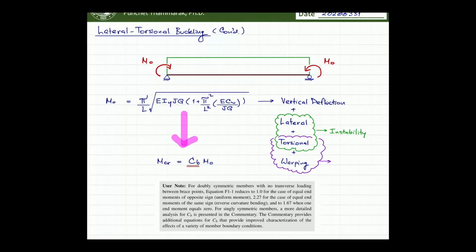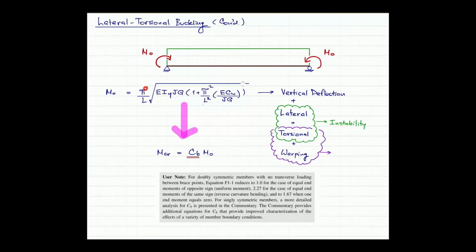The way to incorporate the effects of the different bending moment diagram is by the introduction of the CB, where the CB is the constant that accounts for the bending moment diagram, the shape of the BMD. This is what I covered already, that this equation comes from, first, we incorporate the vertical deflection. That is the EI about the x-axis that controls the deflection of the beam.